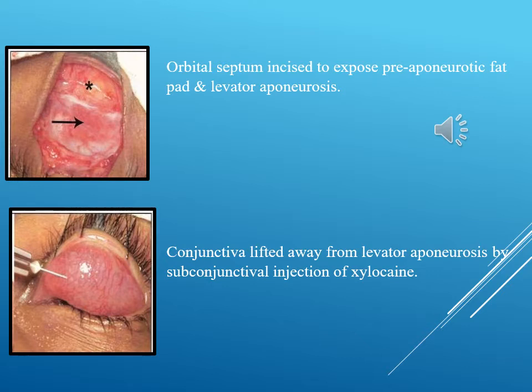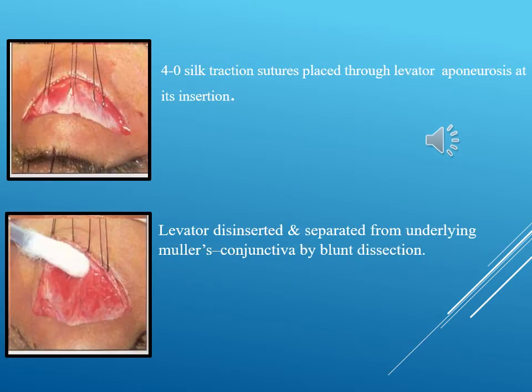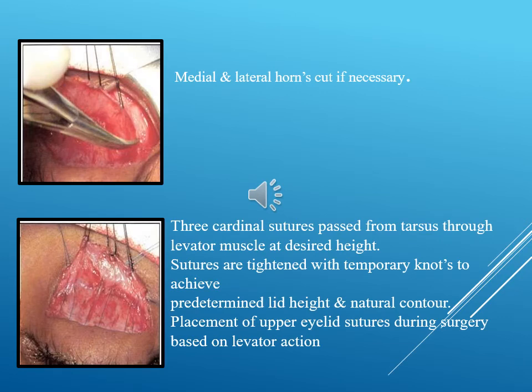Next, the conjunctiva is lifted away from the levator aponeurosis by subconjunctival injection of xylocaine. Then 4-0 silk traction sutures are passed through the levator aponeurosis at its insertion. The levator aponeurosis is then disinserted and separated from the underlying Müller's muscle and conjunctiva by blunt dissection. The medial and the lateral horns are also cut if necessary.